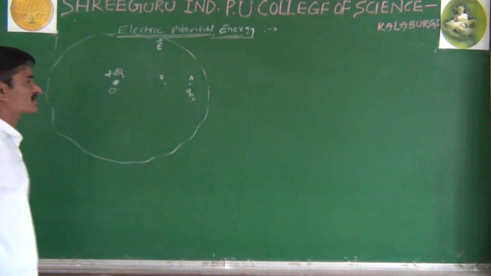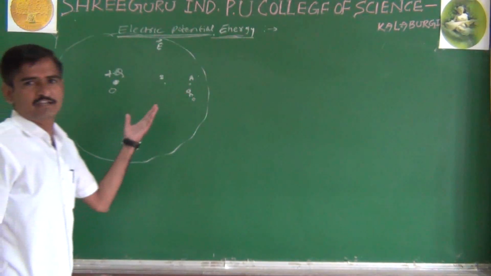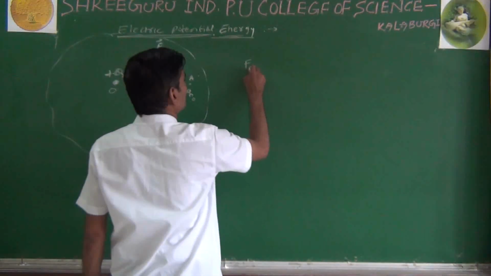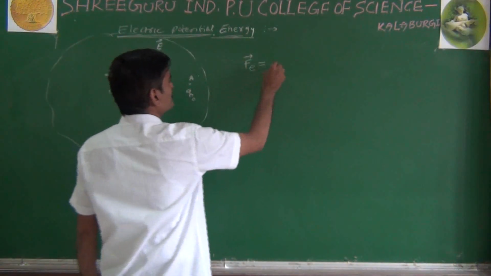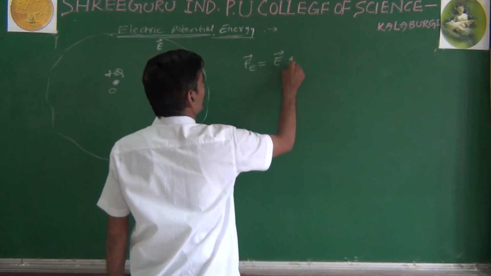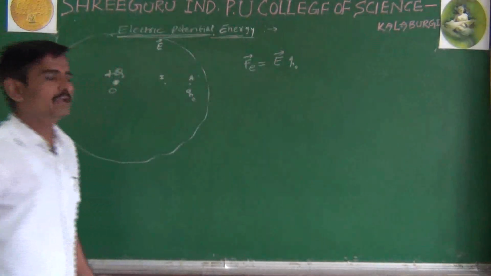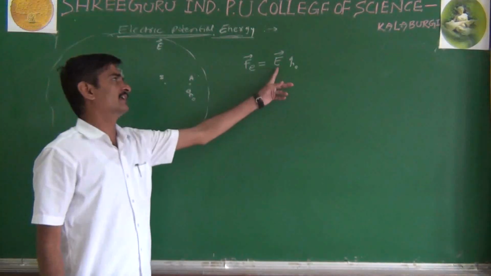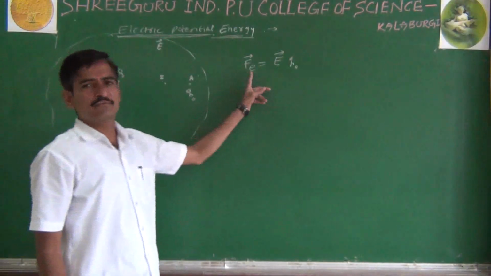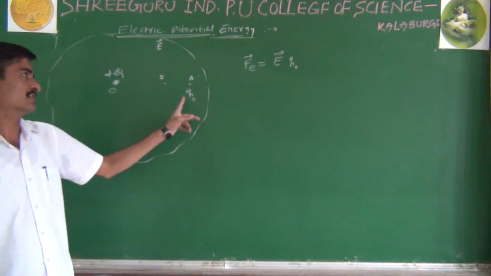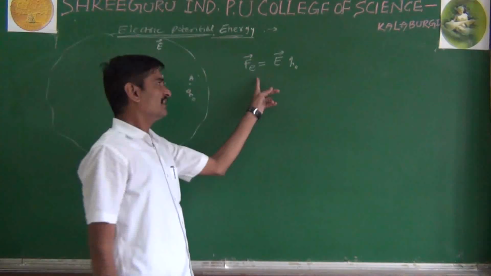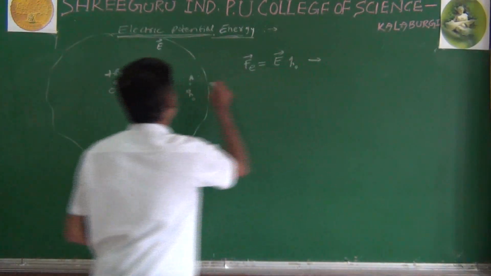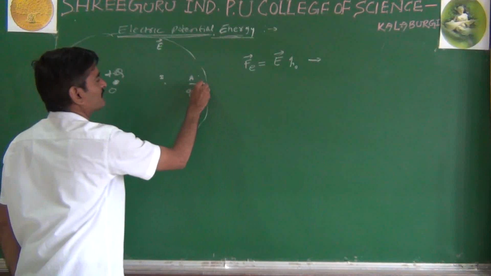So this charge will experience an electrostatic force, that is Fe is equal to E into Q0, or Q0 into E. Here E is the electric field and Fe is the force experienced by the charge. And this force is in the direction of the electric field, or it is outward.